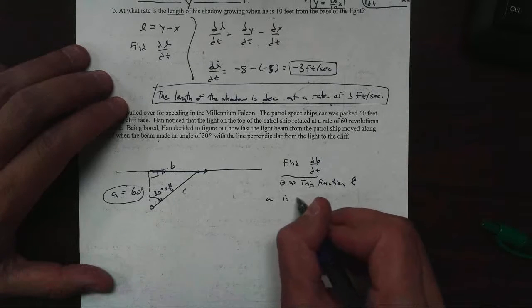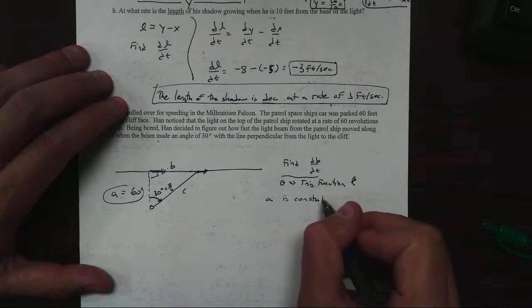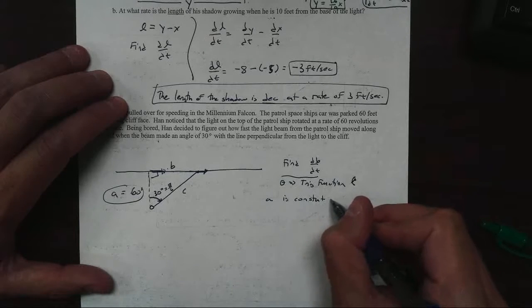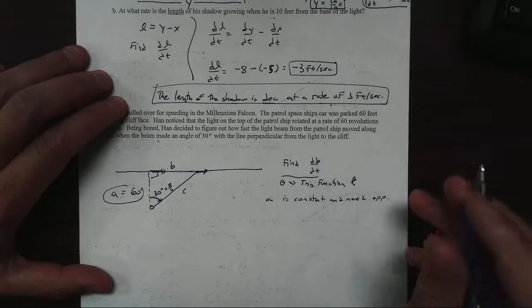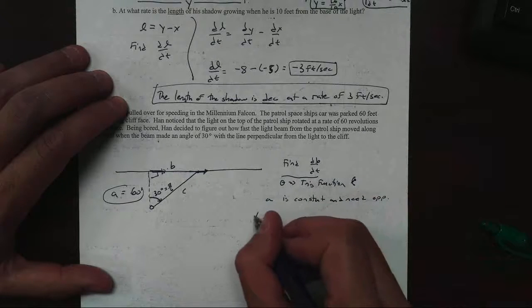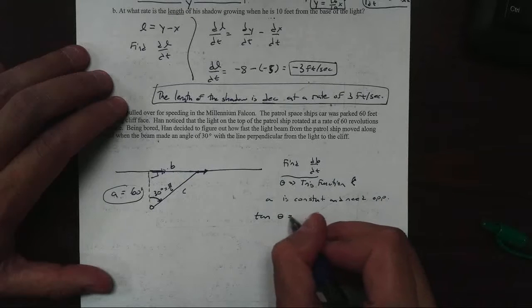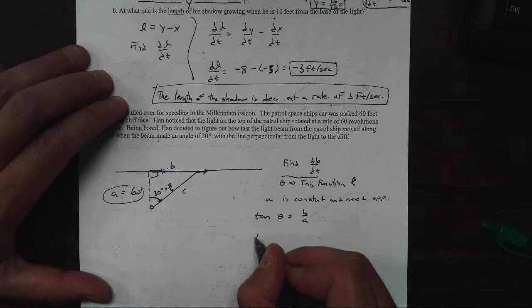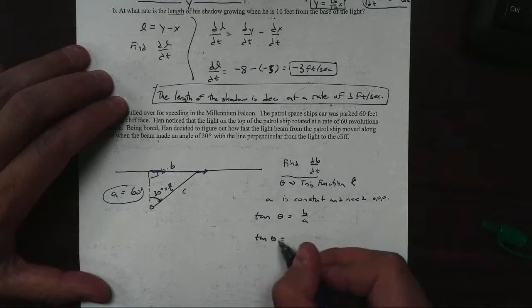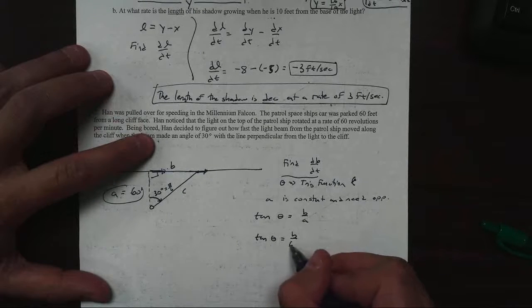So A is constant. And I need the opposite side. So what am I going to use? Tangent. Tangent of the angle is equal to B over A. But because A is a constant, I can write this as tangent of theta equals B over 60.